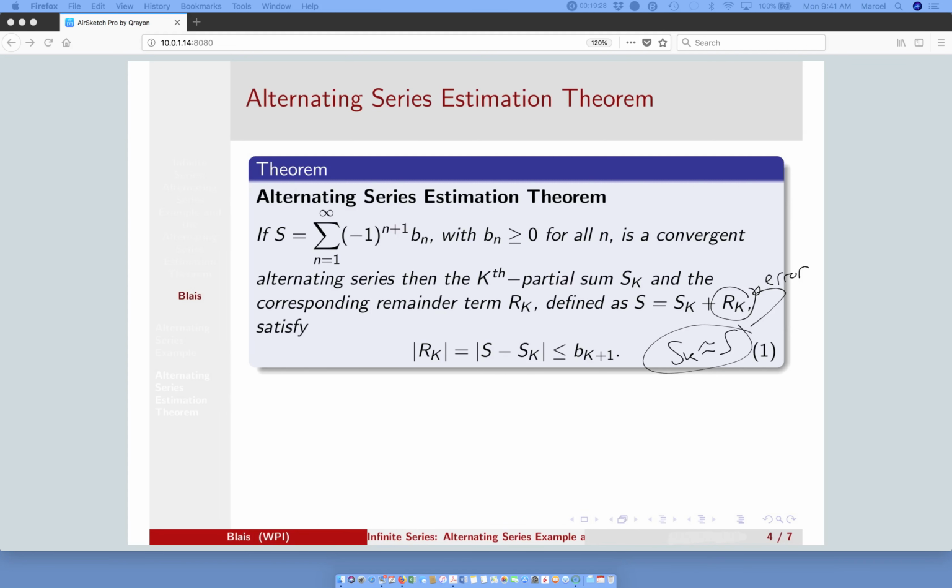The way to think of that, what is bk plus 1? That's the first term that you leave out. The first of these bn's that you leave out when you form the kth partial sum. So this is the first term omitted from that kth partial sum. So this is telling us that when you use the kth partial sum to approximate an alternating series, the error of that approximation is smaller than the size of the first term that you left out. You have to get rid of the -1. This is an absolute value. So the size of the error is smaller than the size of the first term that you omit. That's your alternating series estimation theorem.